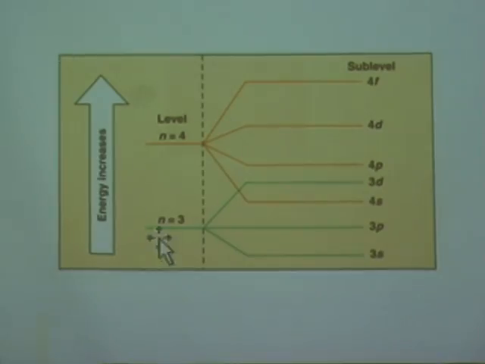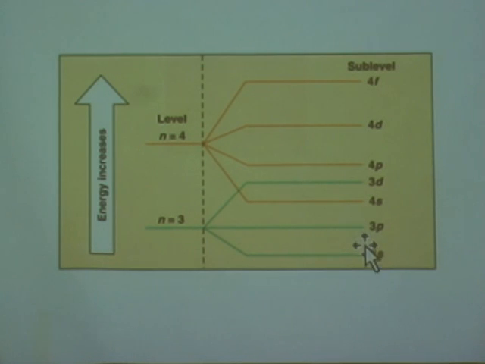Let's look at energy level 3 and 4 put together. Notice energy level 3, n equals 3, meaning it should have 3 sublevels. So you have 3S, 3P, and notice 3D. These are in the green. And there's energy level 4 with 4S, 4P, 4D, and 4F. Notice there's an overlap here.